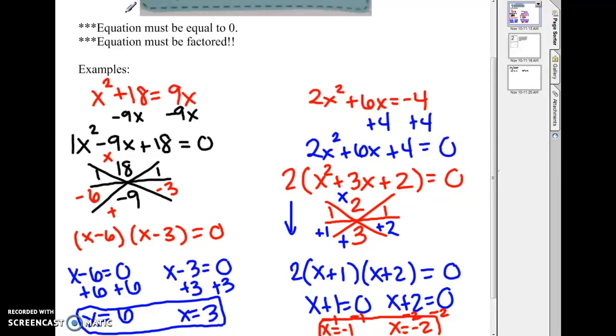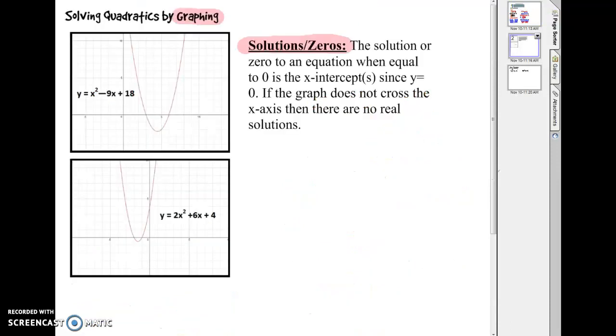Alright, the next method is going to go on your next page. So this should all been written on one page. On the next page, you're going to have your solve quadratics by graphing, which this is a printout you should have picked up. But this is what I need you to write. So go ahead and pause and write this definition.